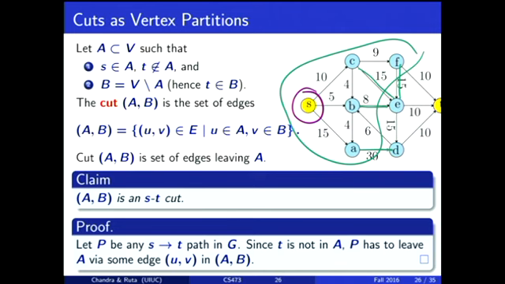Which one makes sense? It turns out that they're basically the same, in the sense that any minimal S-T cut corresponds to a vertex partition. Why is that?